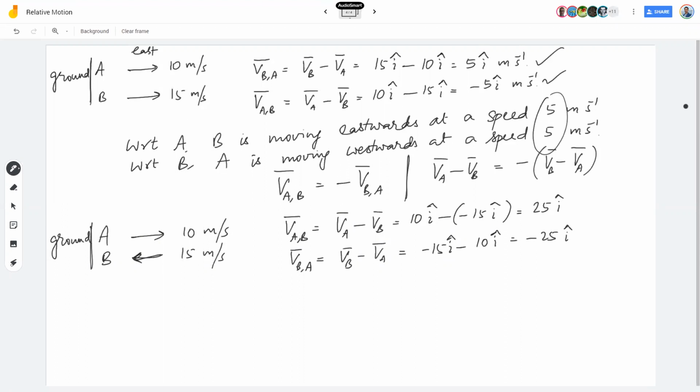Got it? So A is actually moving eastwards and B is actually moving westwards with respect to ground. But with respect to B, A is moving eastwards at a speed of 25 meters per second. With respect to A, B is moving westwards at a speed of 25 meters per second. See here, the velocity has increased.